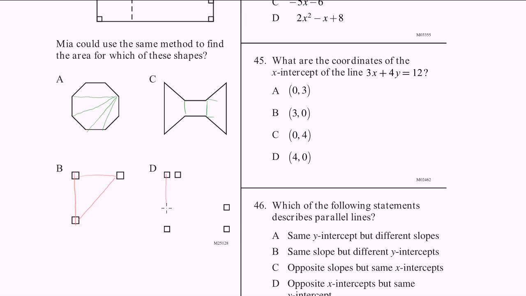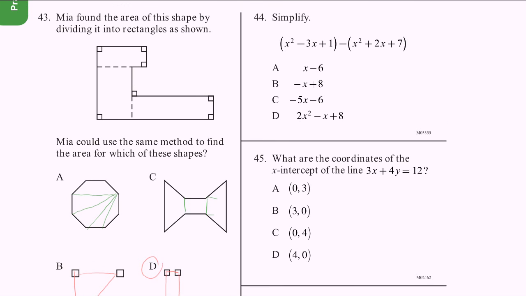But maybe this looked something like this. I don't know, I'm only guessing. If it did look like this, then we could divide it into rectangles the same way that she did up here and figure out its area. So assuming that there was some type of typo in this problem, I'm going to go with choice D. If choice D was supposed to look like a figure like that, then you could actually divide it into a bunch of rectangles.